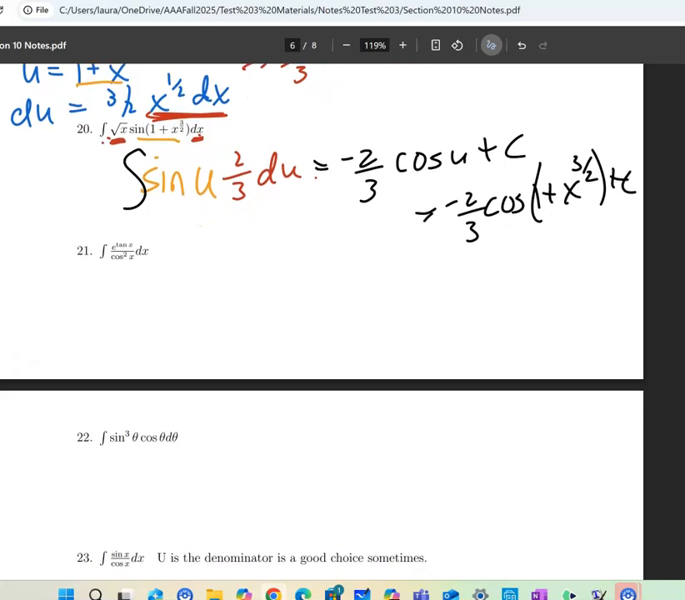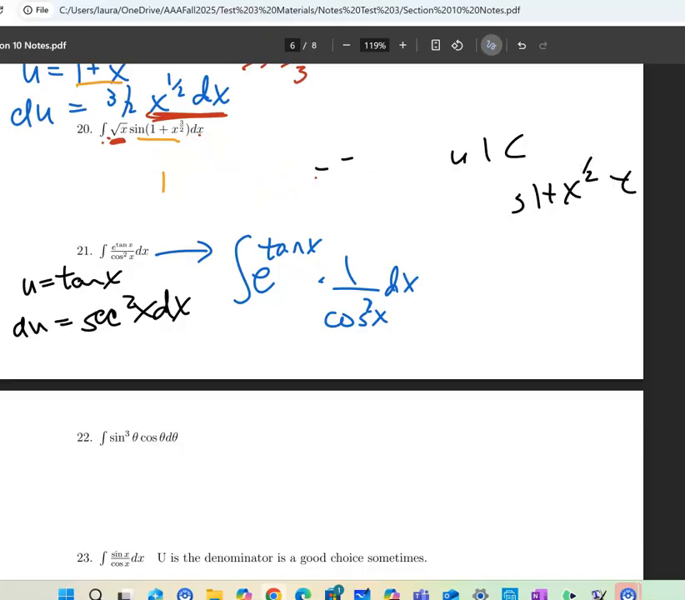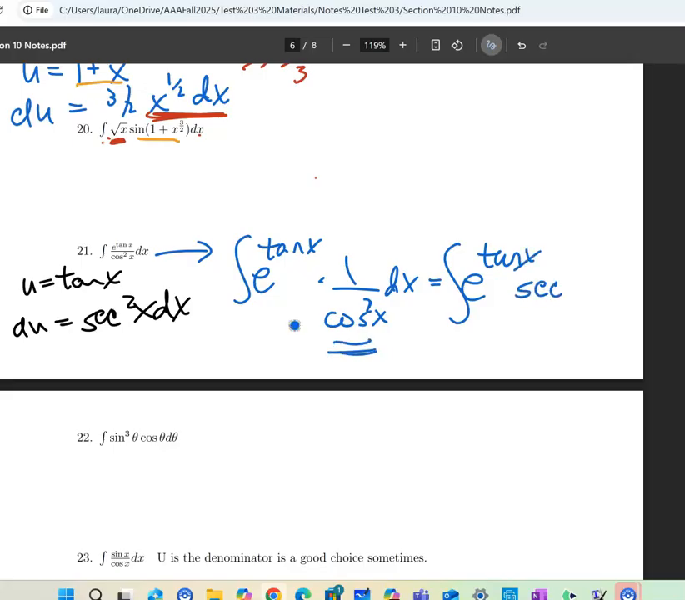What's happening here? Let's let u equal tangent, the inside of the e function. So du is secant squared x dx. Oh, that's not looking so good, is it? E to the tangent times 1 over cosine squared x dx. Always thinking, right? So I see I can get e to the u, but how am I going to get rid of that cosine squared? Oh, wait a minute. Isn't 1 over cosine squared secant squared? Oh my goodness, it is.